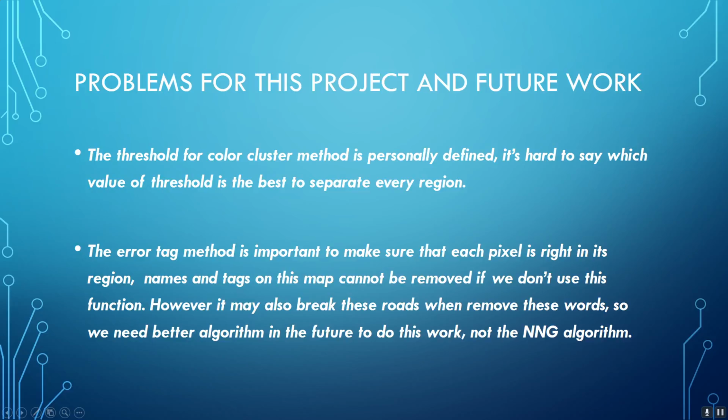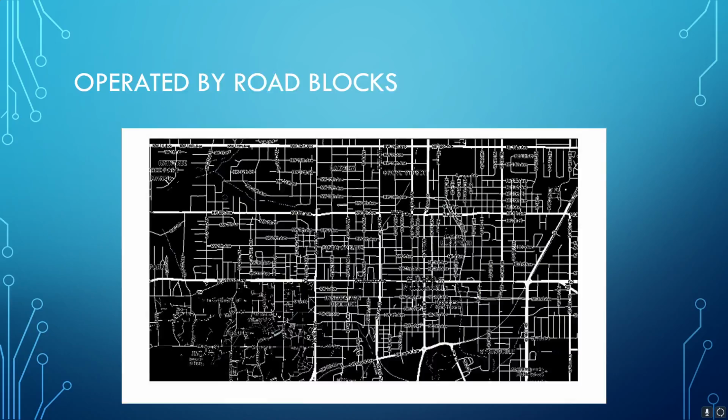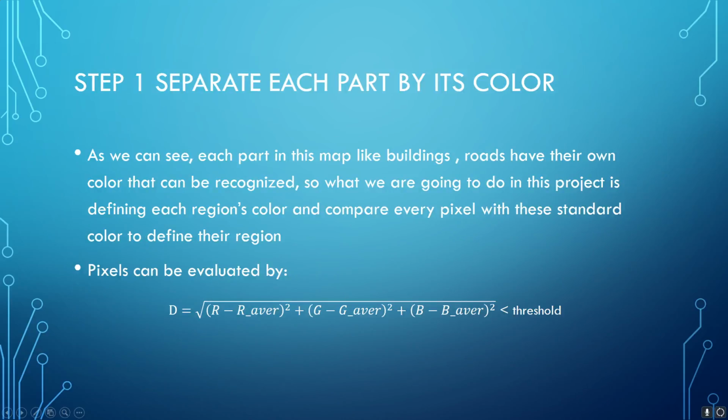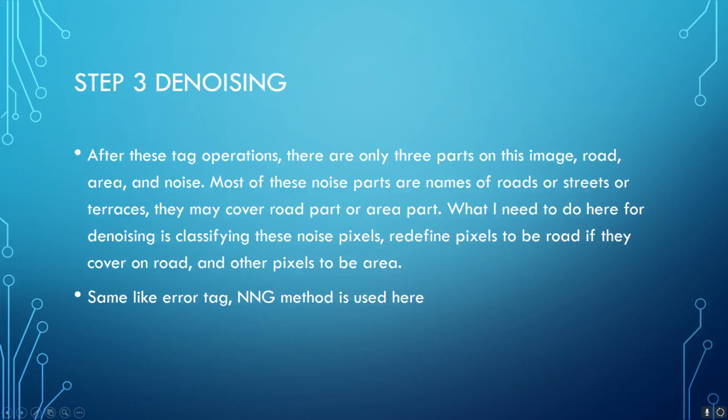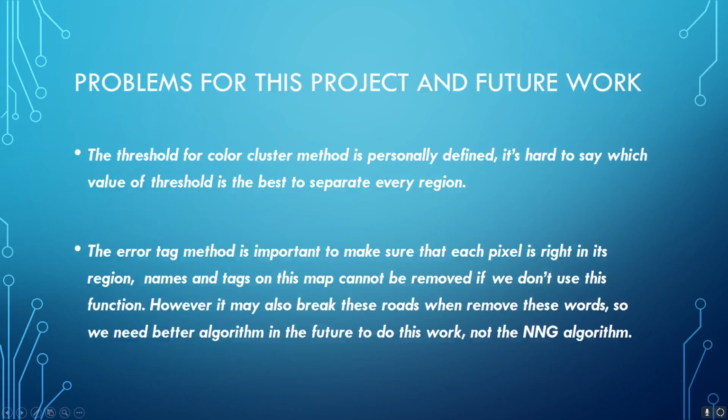Here, we have some problems for this project. The first one is the threshold. Remember the threshold for this equation, threshold here. We should define the threshold all by ourselves, so we need to find out the best threshold to operate on this image. And for different images, they will have different thresholds. And then the second problem here is the error tag method is important to make sure that each pixel is right in its region. And if we do not use the error tag method, the names and text on this map will not be removed.